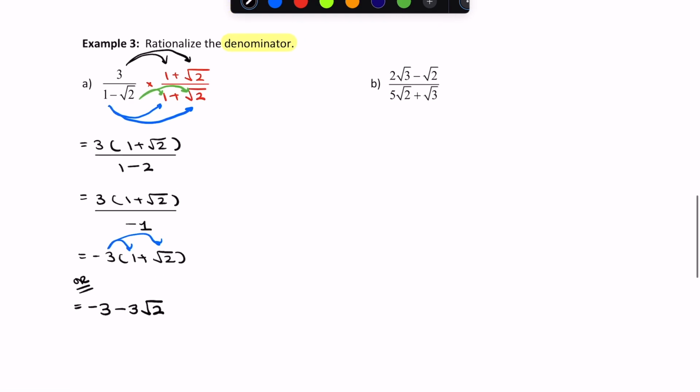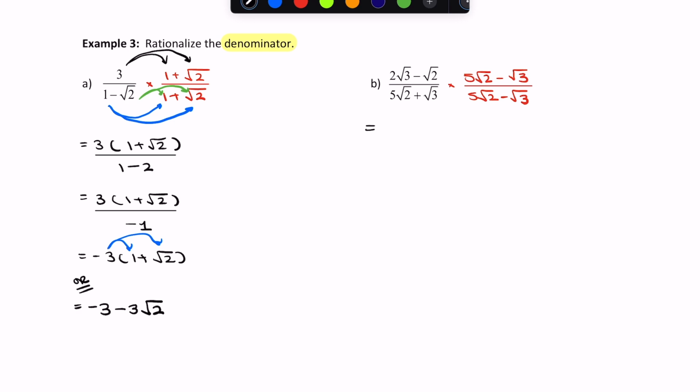Right, so let's look at this question B here. So same idea that we just did. Again, we're going to look at the conjugate radical. In this situation, I'm going to multiply by 5 square root 2 minus square root 3. And here we have 5 square root 2 minus square root 3. Again, we want to multiply each of the components to each other using our distributive property.